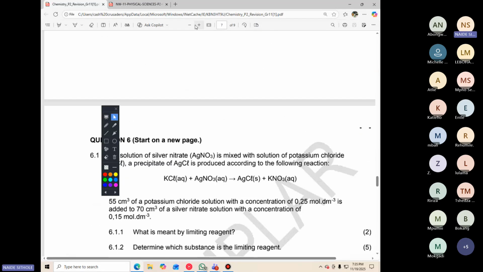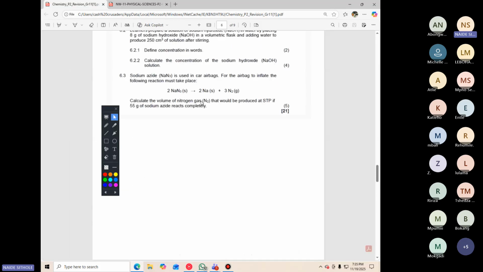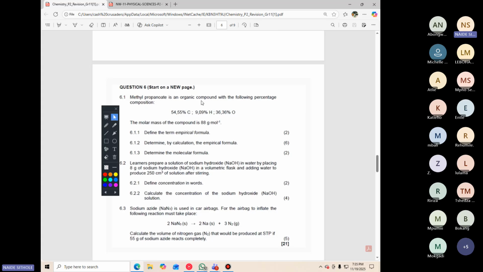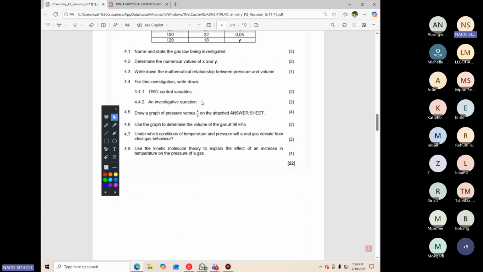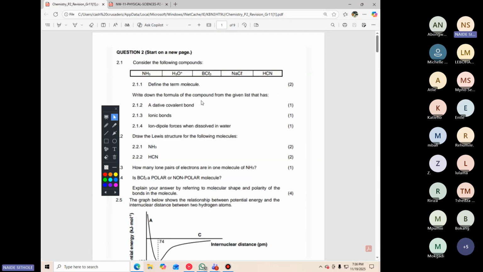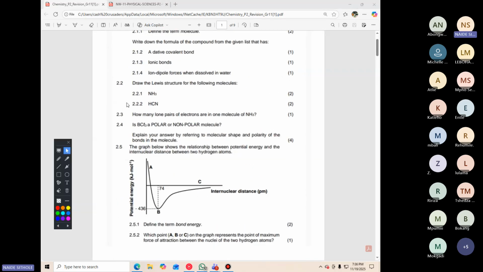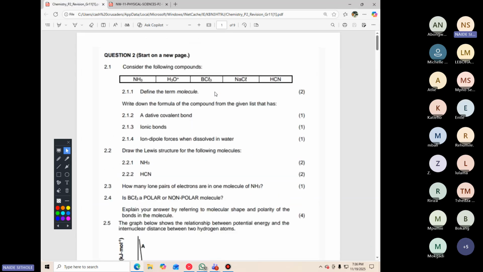Then nisikhumbuze again izinto zabo limiting reagent, all of those things. And then empirical formula. I want to rush back to this one here because I know ukuthi abantu bayikhohliwe. With this one says stoichiometric, it's recent. Okay, question 2, consider the following compounds.